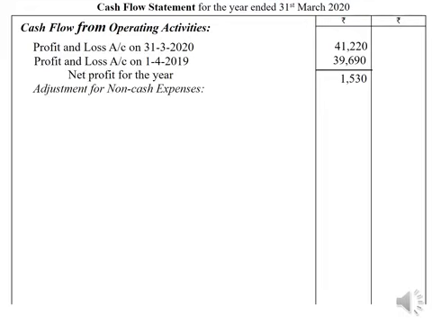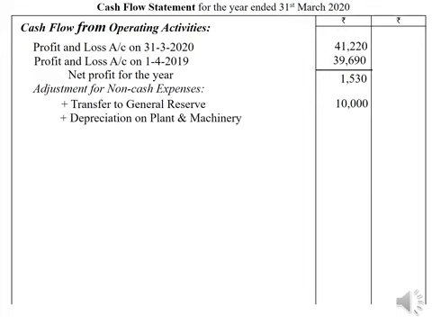Then add or deduct non-cash items. Non-cash expenses will be added. Transfer to general reserve 10,000 is given in the problem. Then depreciation on plant and machinery 10,760. We found out this item by preparing plant and machinery account. Then depreciation on land and buildings rupees 4,250, again computed by preparing land and buildings account.